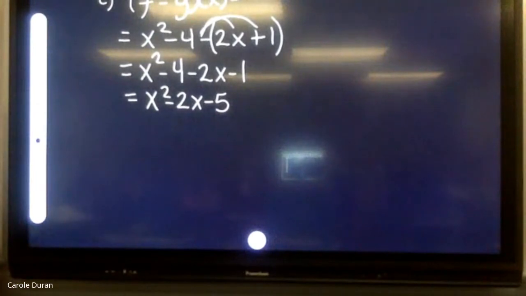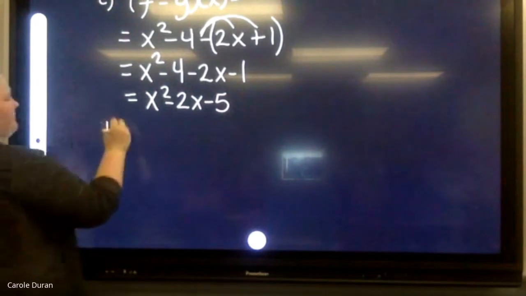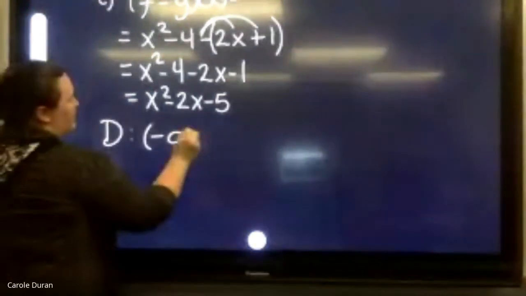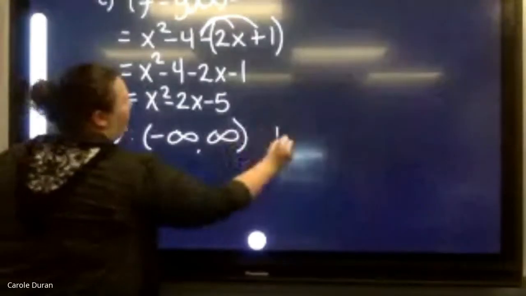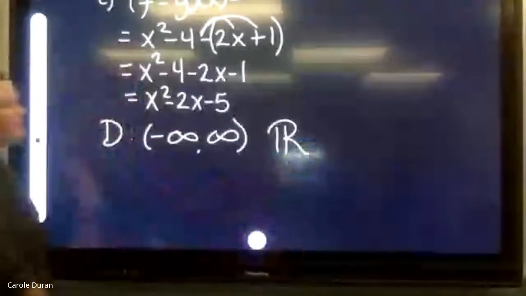Okay, what's my domain for this function? Elijah. How did you know? There's no denominator to worry about, so my domain is negative infinity to infinity, or I could always just say the set of all real numbers.